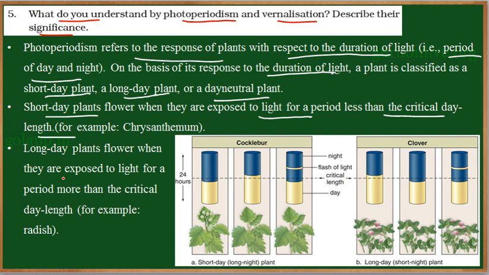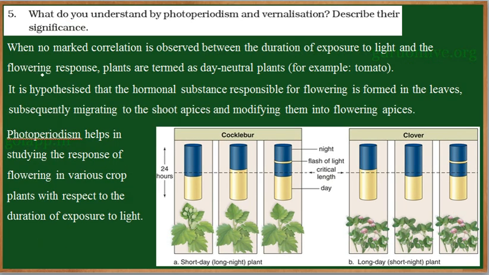Long day plants flower when they are exposed to light for a period more than the critical day length. Here these are the long day plants, and this is the critical line. Above this they flower normally, and below the critical line, if the day is less than that, then they do not flower. Here also it is above, so it has been flowering. An example is radish.